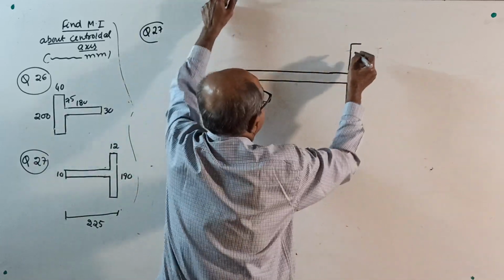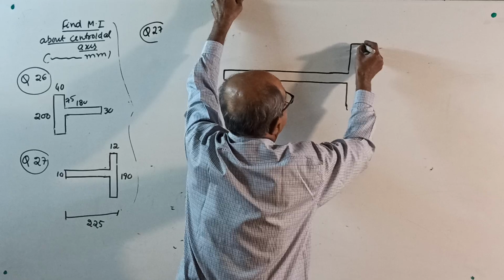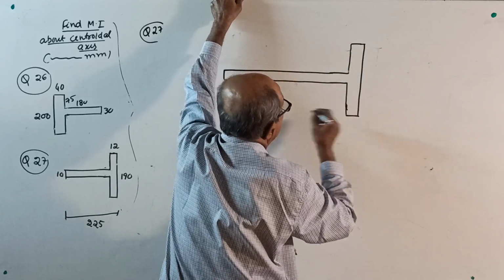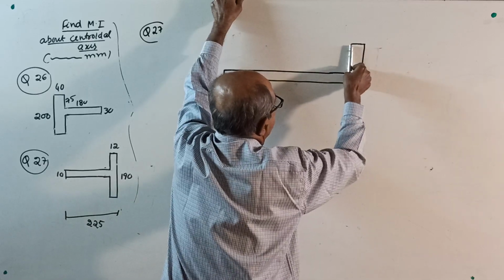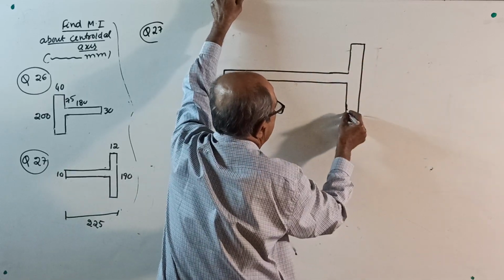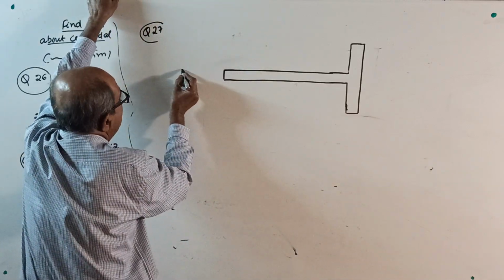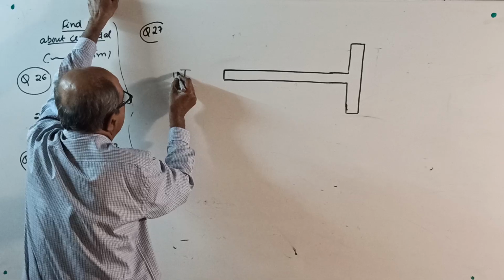Thickness, how much? Thickness is 12. This is 10 thickness, this is 12 thickness. See, okay, a little bigger, okay, correct? Okay, now, start. Now, dimensions, see here. Anywhere you can write, this is 10.